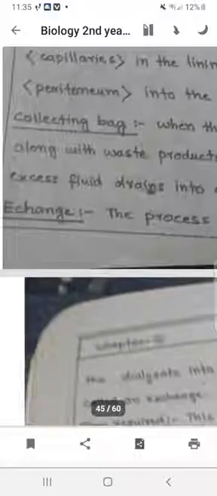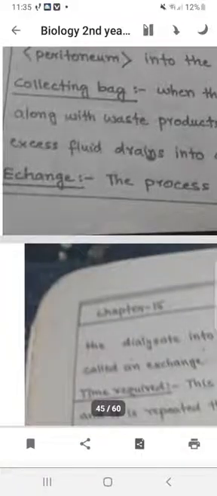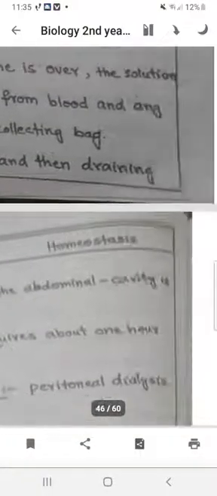Collecting back. When the dwell time is over, the solution along with waste product drawn from blood and any excess fluid drains into a sterile collecting bag. Exchange. The process of filling and then draining the dialysate into and out of the abdominal cavity is called an exchange. Time required. This process requires about 1 hour and it is repeated the next day.